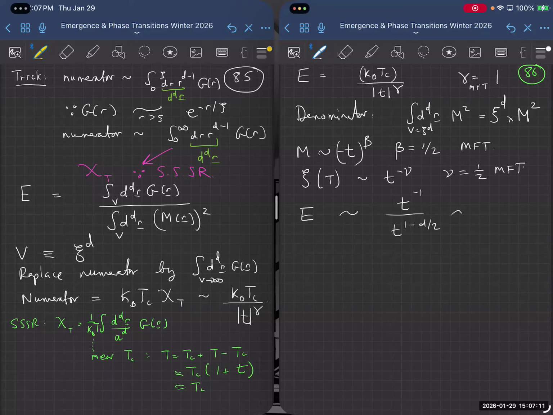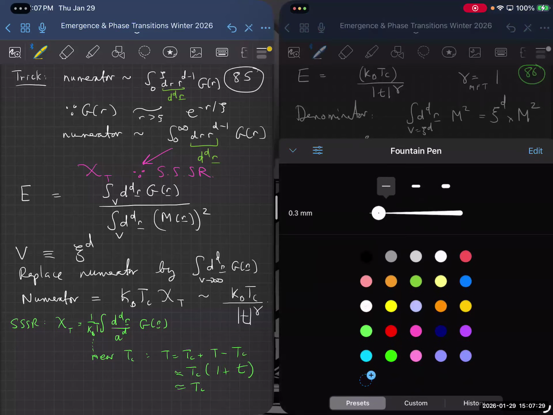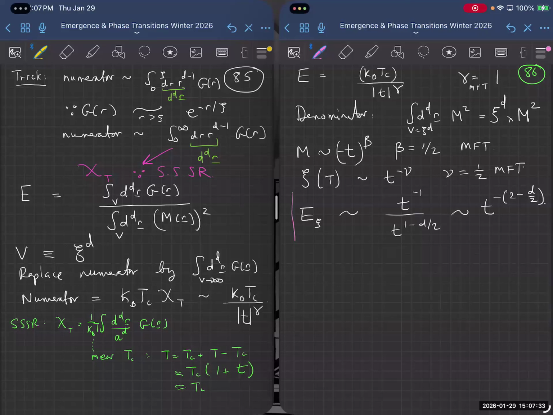If I did it right, that is t to the minus 2 minus d over 2. So that is how our error, evaluated over the correlation length, scales as a function of t. Okay, so let's put a box around this equation because it's a very important equation. And now let's ask ourselves what it means.